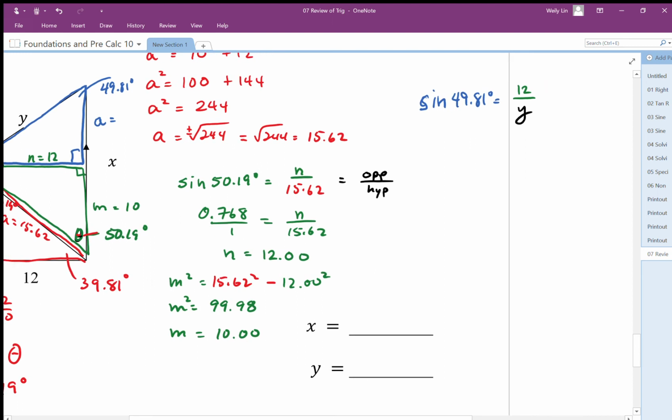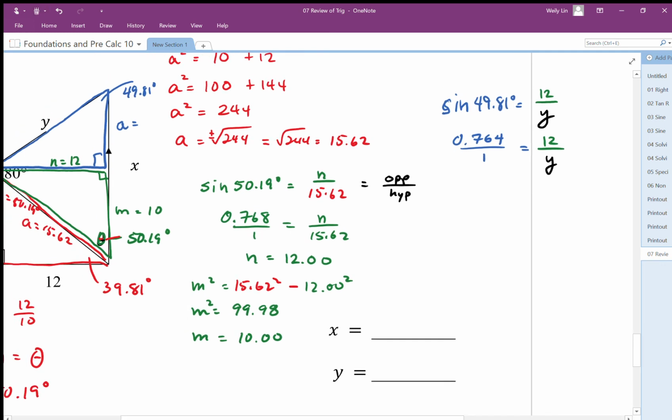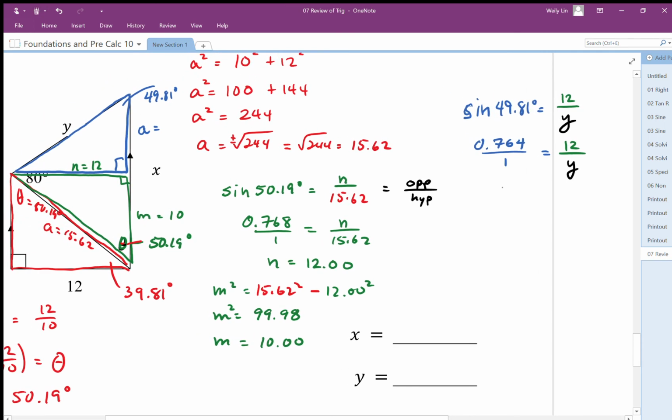Okay, so I need to convert this into a ratio. So I need to do sine of 49.81 degrees. Make sure that you're doing it in the right direction. Sine is going to give me the ratio. I have the angle, I want the ratio, so I get 0.7639, so I'm going to round that to 0.764. That's going to be equal to 12 over y, my length of 12 over the side length of y, which is my hypotenuse. In that blue triangle, solving for y, I'm going to just cross multiply that.